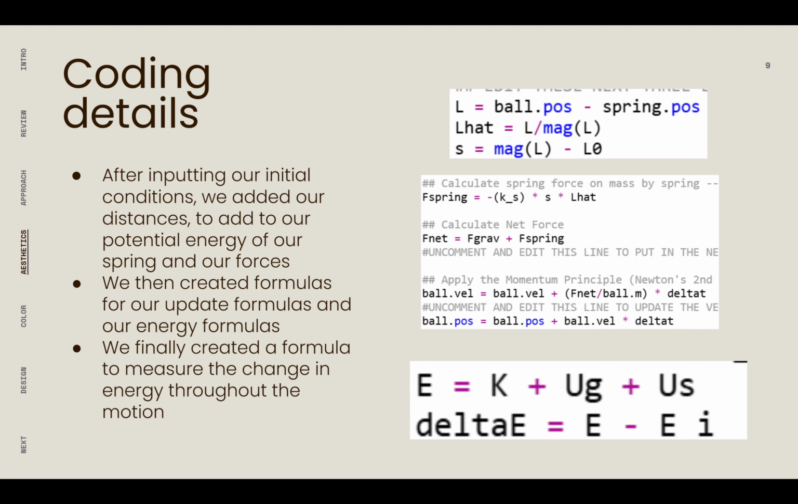Our coding details. After inputting our initial conditions, we added our distances to add to our potential energy of our spring and our forces. We then created formulas for our update formulas and our energy formulas. We finally created a formula to measure the change in energy throughout the motion.